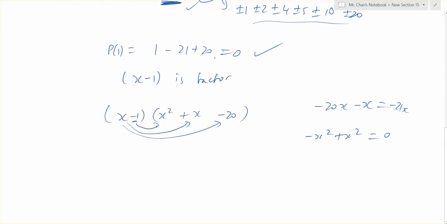So then I factorize this using cross products. So that's x. So we know that that has to be positive 5 and negative 4, because we have a positive number in the middle. And that's how you factorize by inspection.